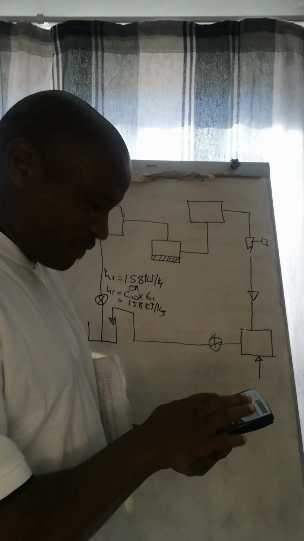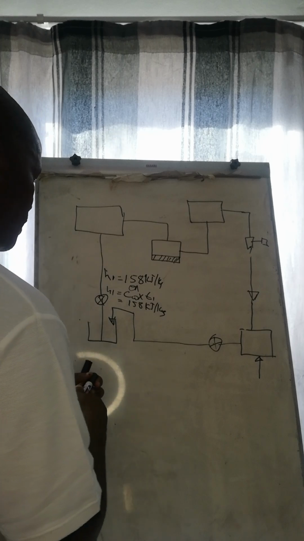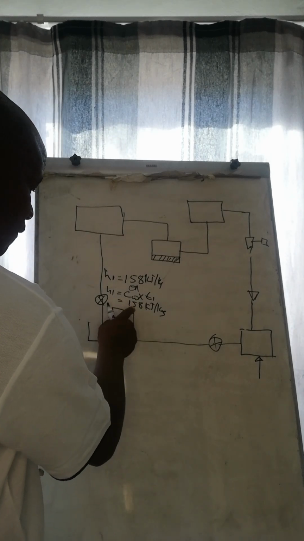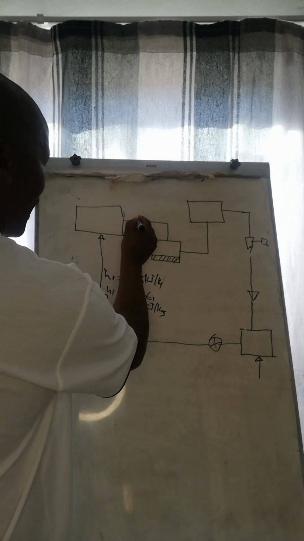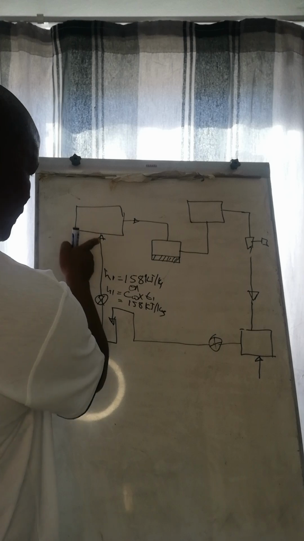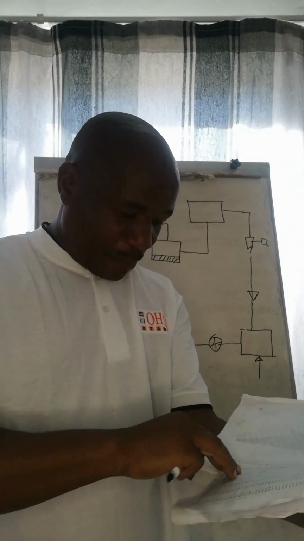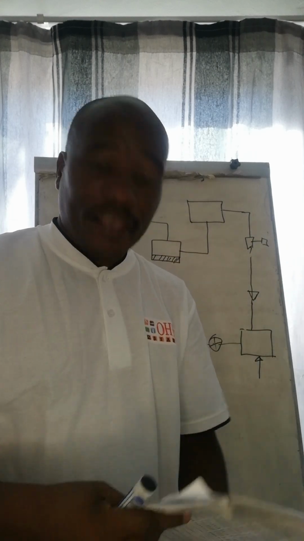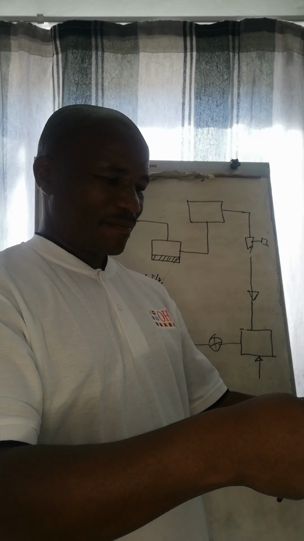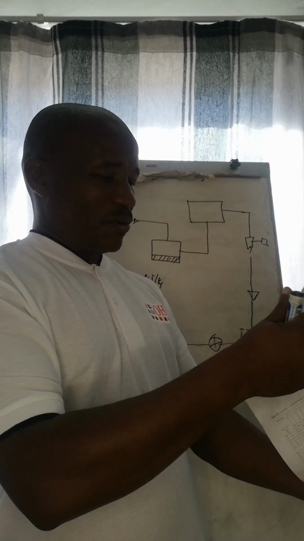It's 158. You'll never go wrong with that. Now you've got an enthalpy of feed water entering the economizer there. And then this water leaves the economizer at a temperature of 75.9 degrees. So we go at a temperature of 75.9 and check what is the enthalpy at that temperature.